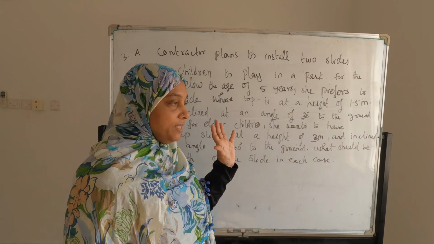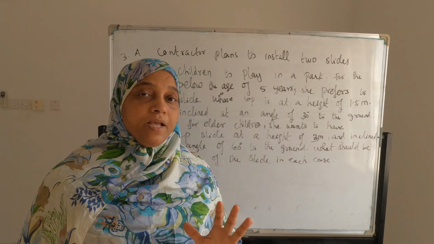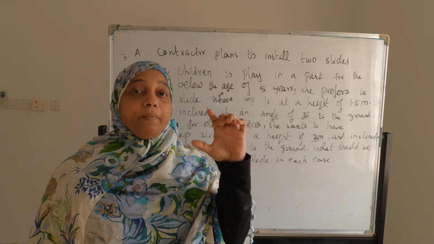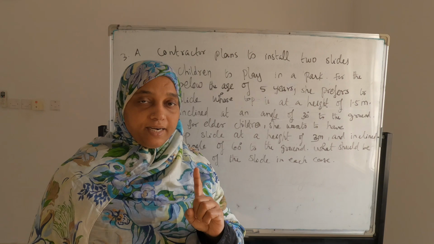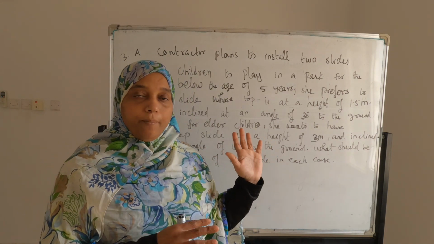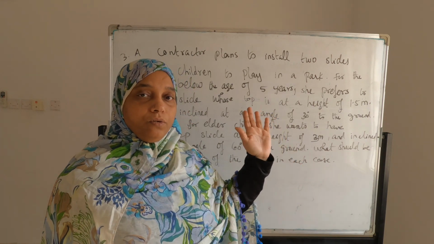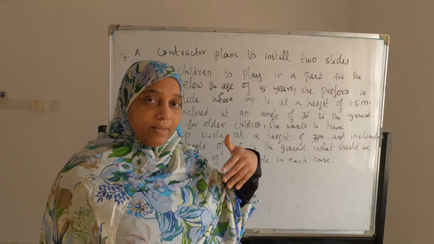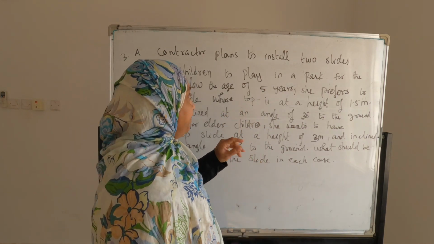First of all, for this type of sums, you first have to read and analyze what is given, and try to draw a right angle triangle from that. It may be one right angle triangle, otherwise two right angle triangles, depending upon the sum. So in this sum, what they are going to tell us and what type of diagram is coming, we will see. First we will read the sum.